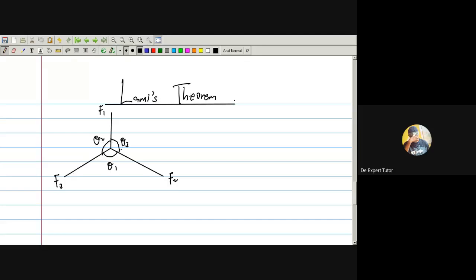So according to Lami's theorem, what do we do? We say F1 over sine theta 1 is equal to F2 divided by sine theta 2, which is equal to F3 divided by sine theta 3. We just do two of them, and that's sufficient for us.